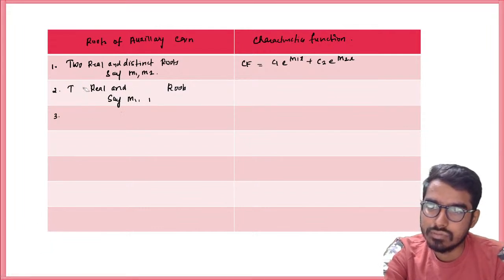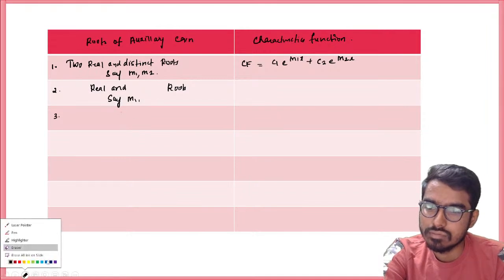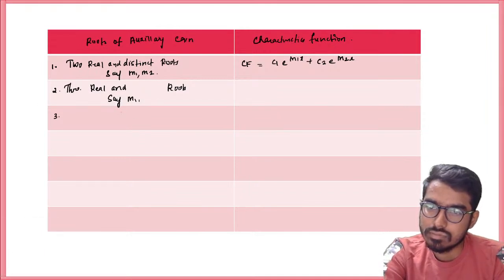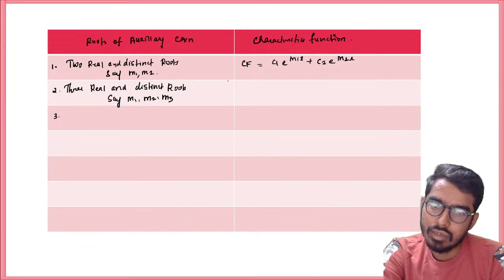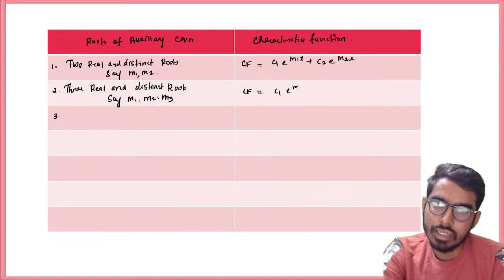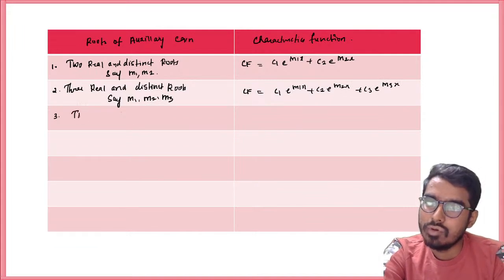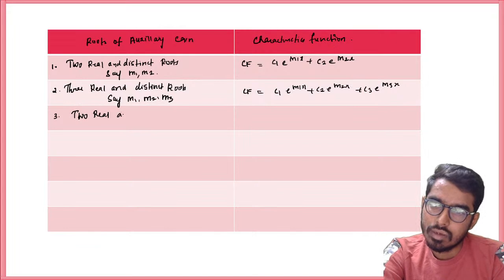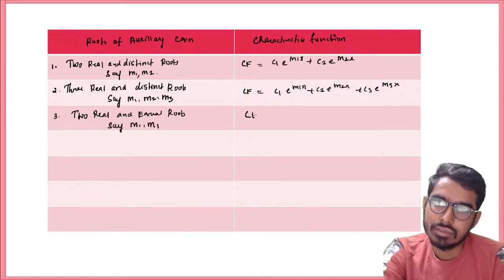Three real and distinct roots, let's say m1, m2, m3. The characteristic function will be c1 e power m1x plus c2 e power m2x plus c3 e power m3x, right? Suppose you have two real and equal roots, let us say m1, m1. In that case, your complementary function will be c1 plus c2x into e power m1x.